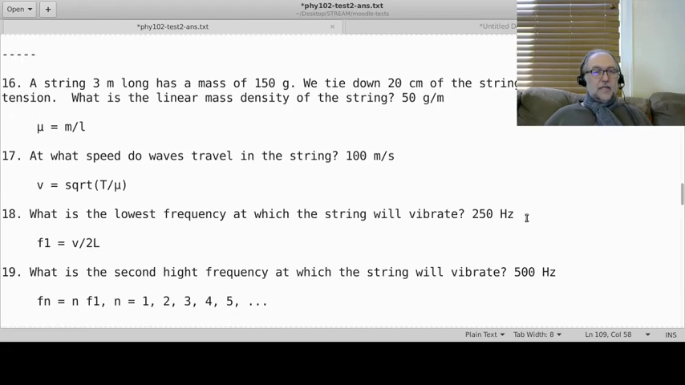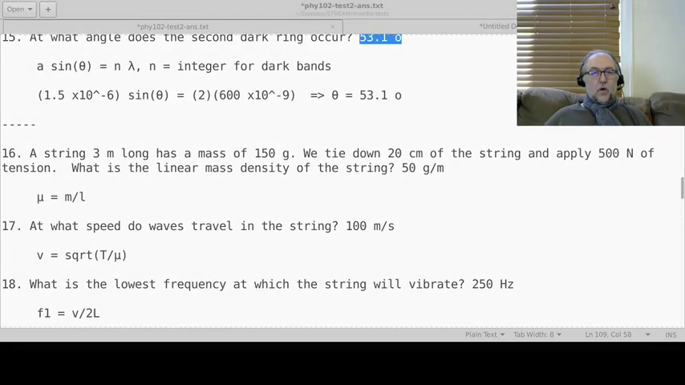Numbers 16, 17, 18, and 19 were about the vibrating string. I give you a string which is 3 meters long, and if you were to weigh this string, it has a mass of 150 grams. So 3 meters of the string has a mass of 150 grams. We're only going to tie down 20 centimeters of it. That's the only amount that we're going to allow to vibrate, and we're going to apply 500 newtons of tension.